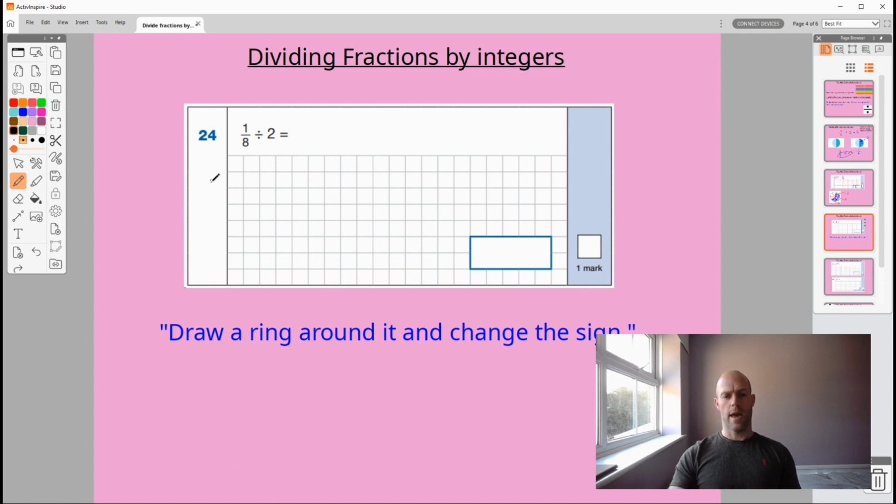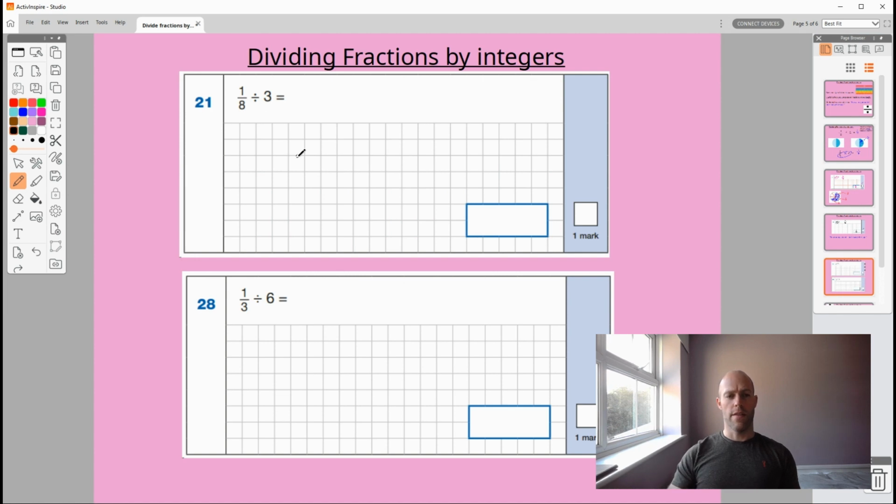Next question. Again, we just see these straight away. We don't fiddle around with anything else. Now we're just going to stick with the method. The memorable line is draw a ring around it and change the sign. So draw a ring around it. Terrible ring, don't know what was going on there. Change the sign. 1/16, because you've got 1 over 8 times 2. So I'll do that again with my pen actually working. We're expecting something smaller than our original. Draw a ring around it, change the sign, 1, 8 times 2, 16. 1/16, 1 mark.